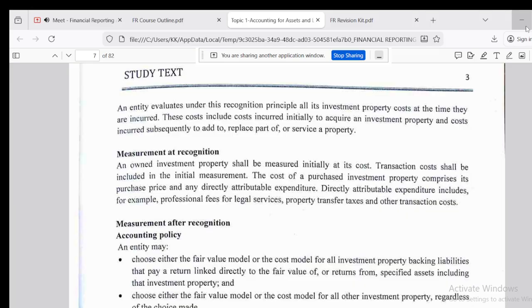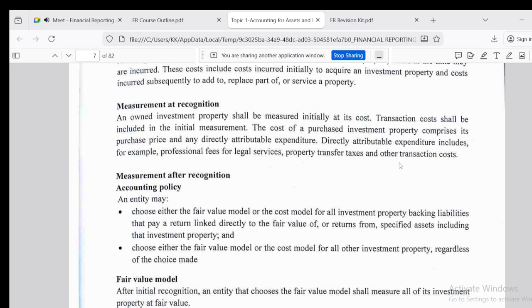Then measurement after. Let's just check that one after, then we will just call it a night. I'm going to share now. Let's just go.